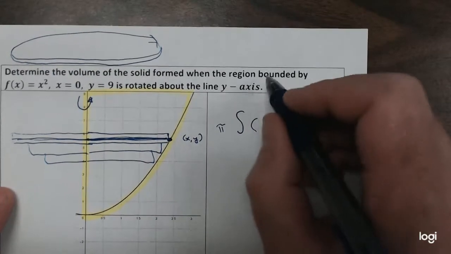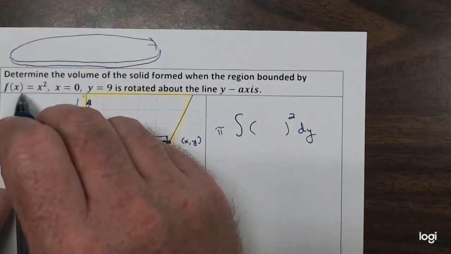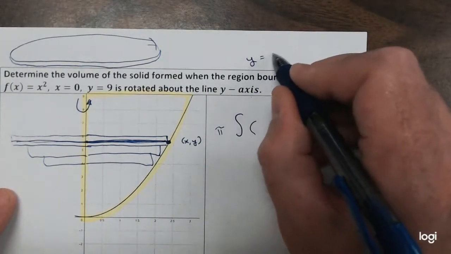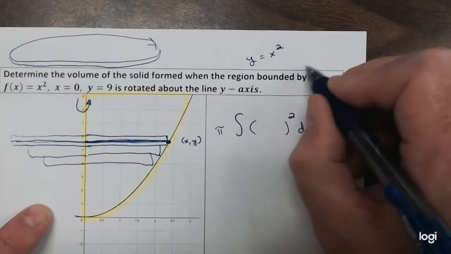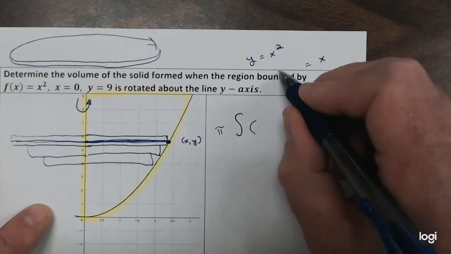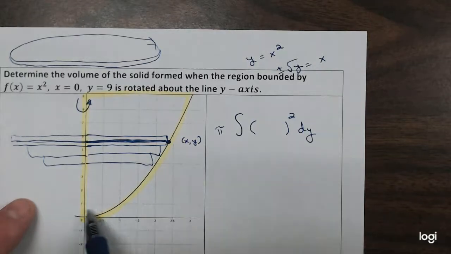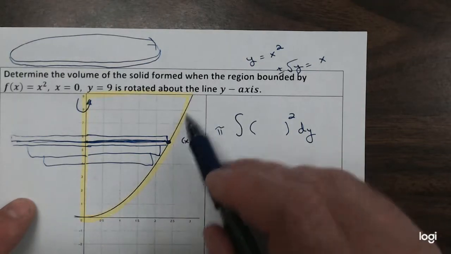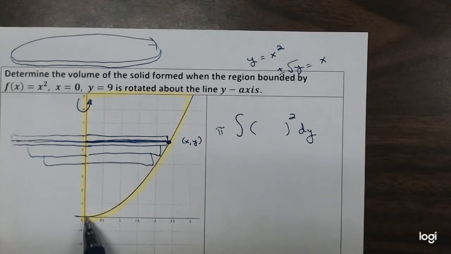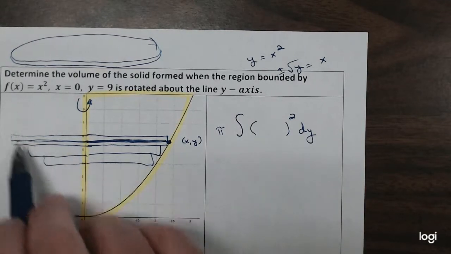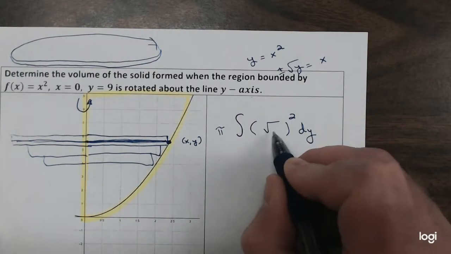So what's x equal to? Well, look at this function. This is the function y equals x squared. So what's x equal to? Let's square root both sides. X equals plus or minus the square root of y. Now let's see. This is the part x equals the square root of y, and over here would be x equals the opposite of the square root of y. So we're on this part. So I'm going to use the positive version of that.